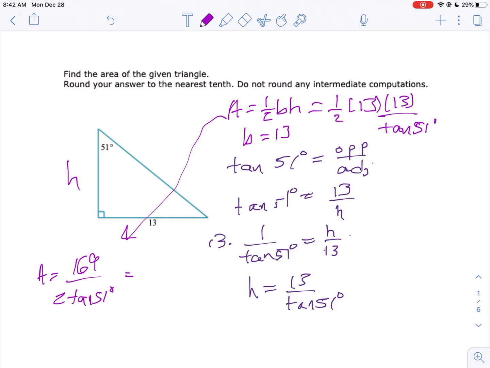And the key on this one also, since it didn't show any work, is do not round any intermediate computations. Don't change tangent of 51 to a decimal until the very last step. Then you get that answer.